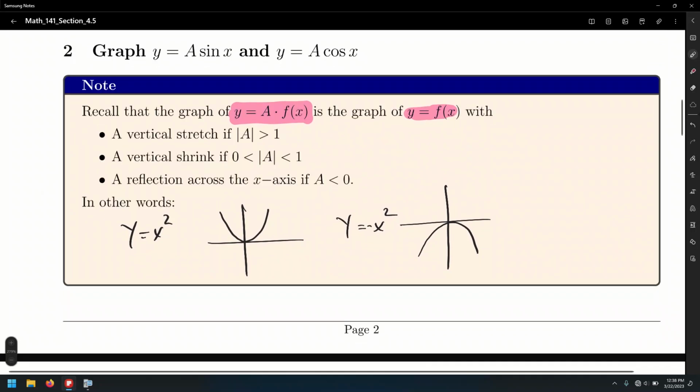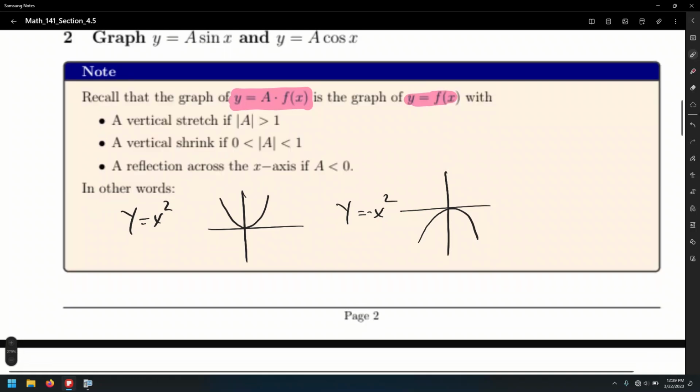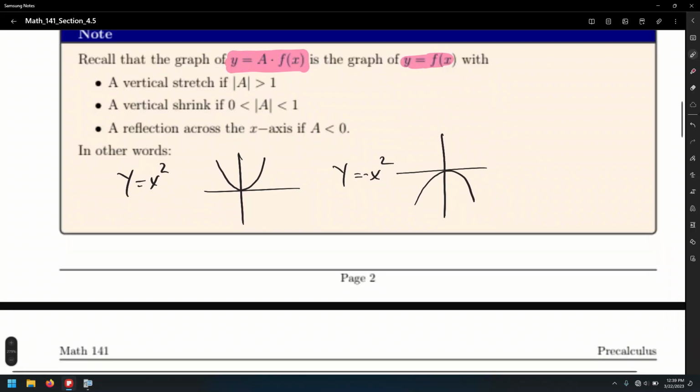But the reason why we always go back and revisit these transformations is because these trigonometric functions, despite being so special, also go with the same transformations as any other function, like the parabola, etc. All right? So, how about we do some examples?